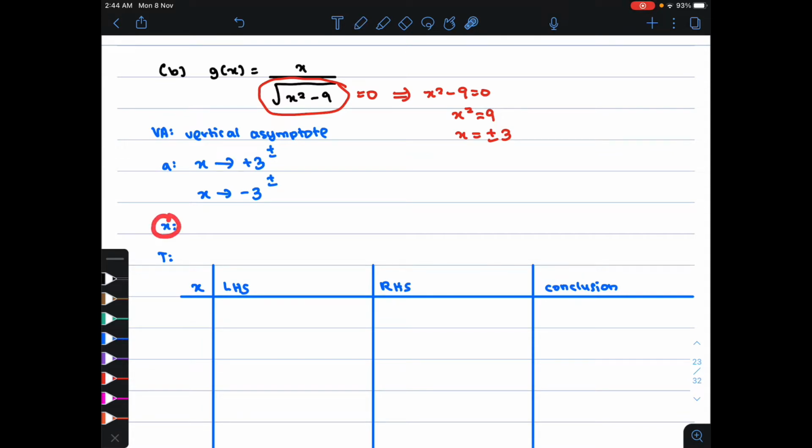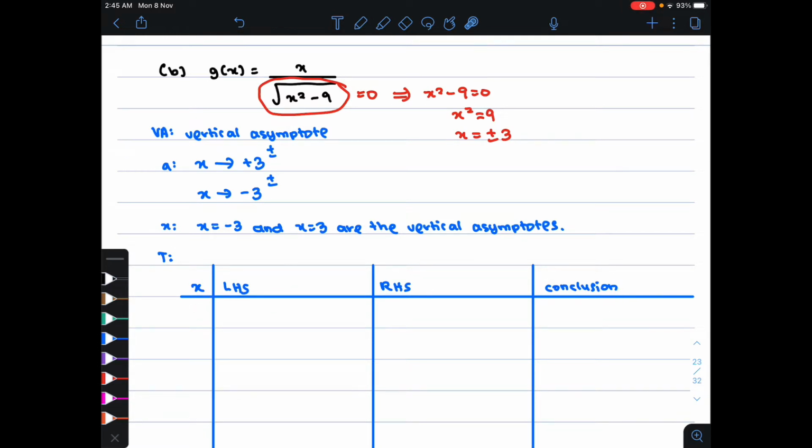The third step is the small x. Since x is positive negative 3, for this step you just need to write x equal to negative 3 and x equal to 3 are the vertical asymptotes. Since we have two values of x, we're going to have two vertical asymptotes. And the final step is your table. First column is x, left-hand side, right-hand side, and conclusion.